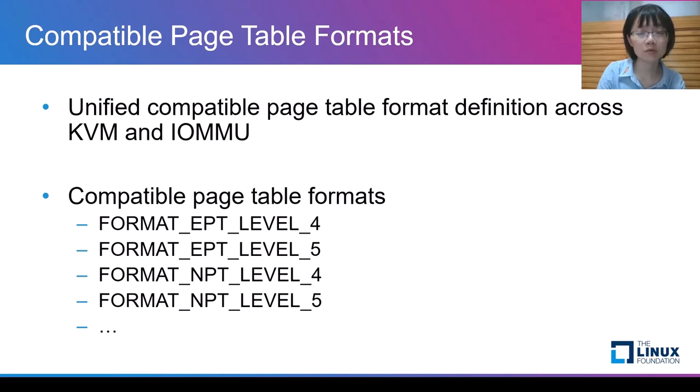For the compatible page table formats, in order to check whether the two sides are using compatible page table formats, firstly, we need to have a unified definition for the page table format. So they can look like the below. They can be named as format EPT level 4, which means the EPT is used for sharing with four level paging structures, or it can be format MPT level 5, meaning MPT is used for sharing and five level paging structures are used.